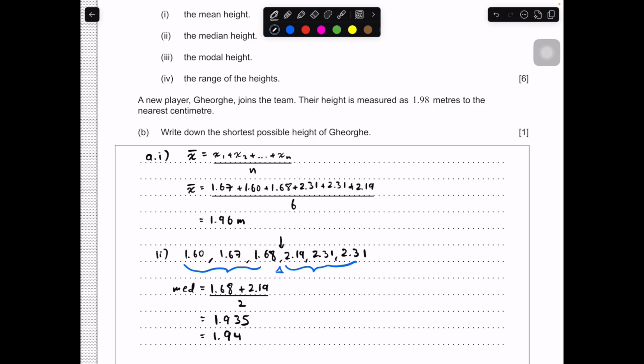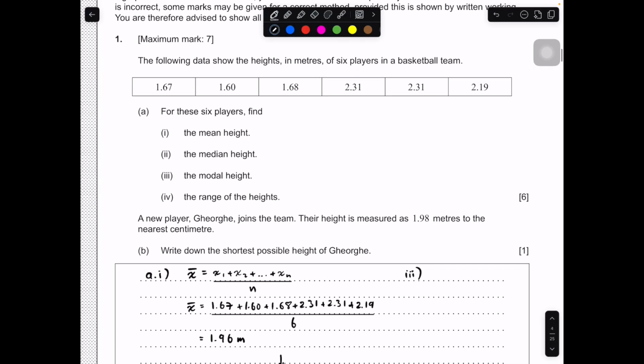Let's go on to part 3, the modal height. I'm actually going to write it up here instead of linearly, just so we can see the value. Modal, remember when you hear the word, think most, the most common value. In this case, 2.31. 2.31 appears twice, and to be honest, we can't show a lot of process for that, so let's write 2.31 there.